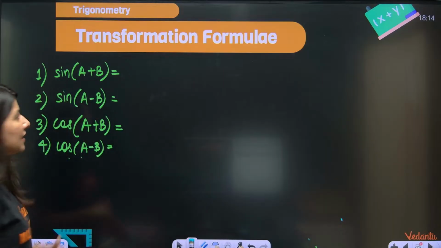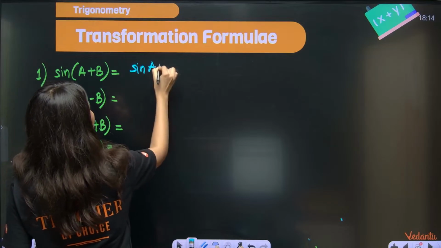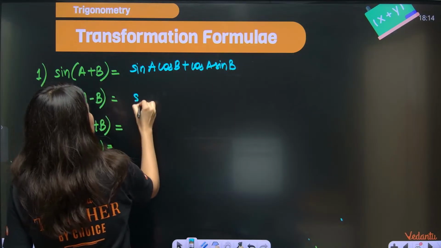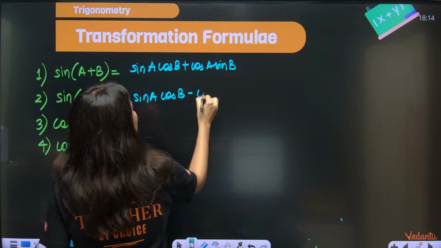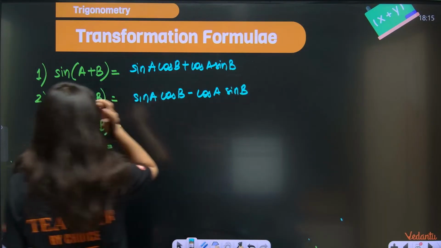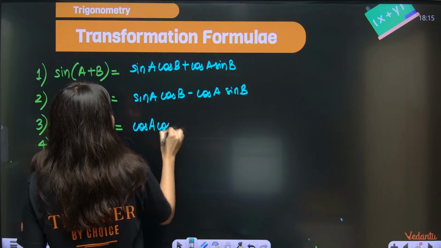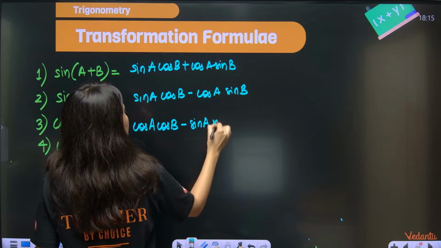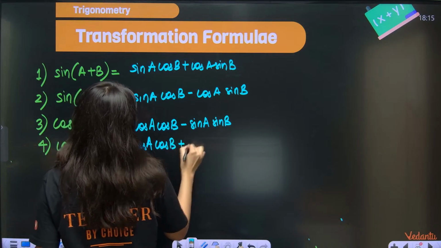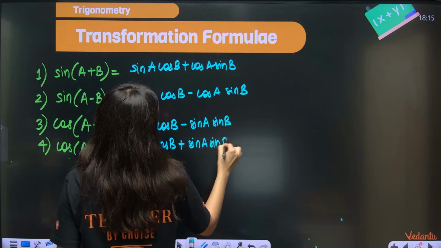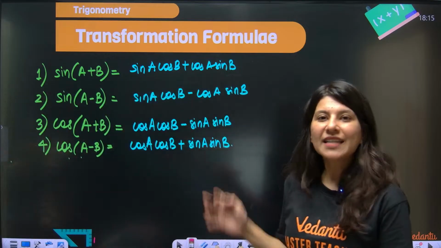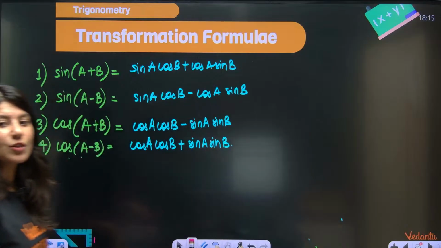Sine A plus B is sine A cos B plus cos A sine B. Sine A minus B is sine A cos B minus cos A sine B. Then cos A plus B will be cos A cos B minus sin A sin B, and cos A minus B will be cos A cos B plus sin A sin B. Now these are not transformational formulas. Transformational formulas we are going to write right now.